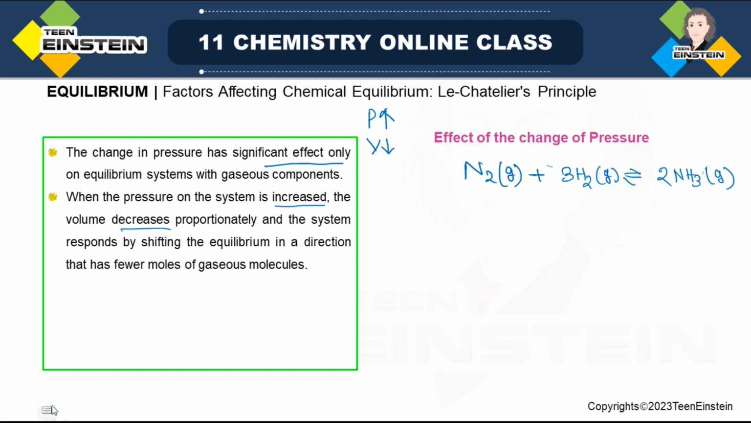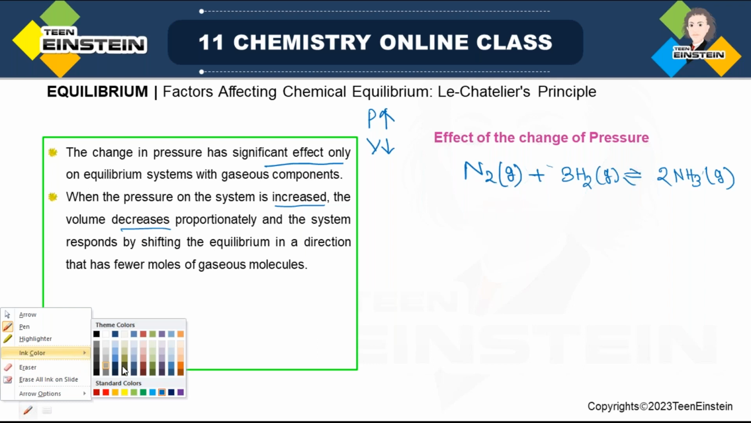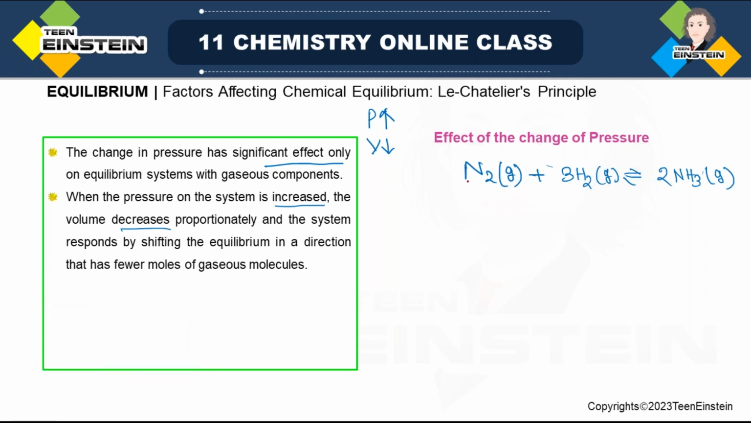Now, how to know in which direction volume is less? That is easy to understand. Here, 1 mole of N2, 3 moles of H2. That means total number of moles involved, 1 plus 3 equal to 4. And in the right hand side, you have only 2 moles. Now, mole and volume, these two are directly proportional to each other.